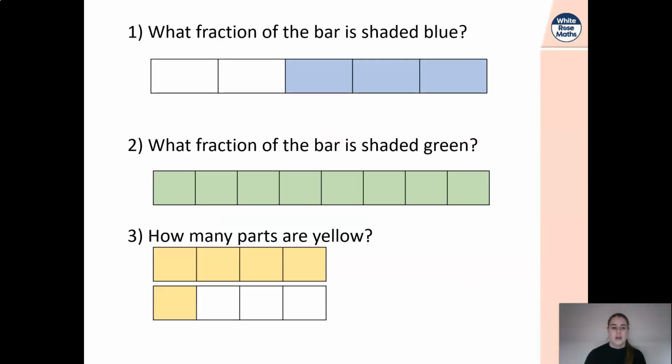Now, what I'd like you to do is have a go at these questions. So pause the video and have a go. What fraction of the bar is shaded blue? We've got 5 whole parts to it, 3 parts shaded, so 3/5. What fraction of the green bar is shaded? We have 2, 4, 6, 8, and all 8 of them are shaded, so it's 8 out of 8, which is the same as 1 whole. How many parts are yellow? We've got 8 altogether, and 5 of them are shaded, so it would be 5 parts. Okay?